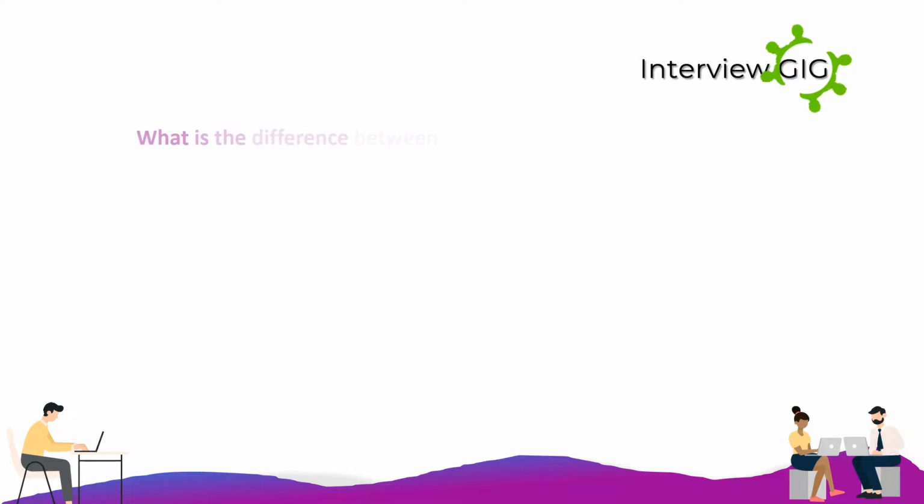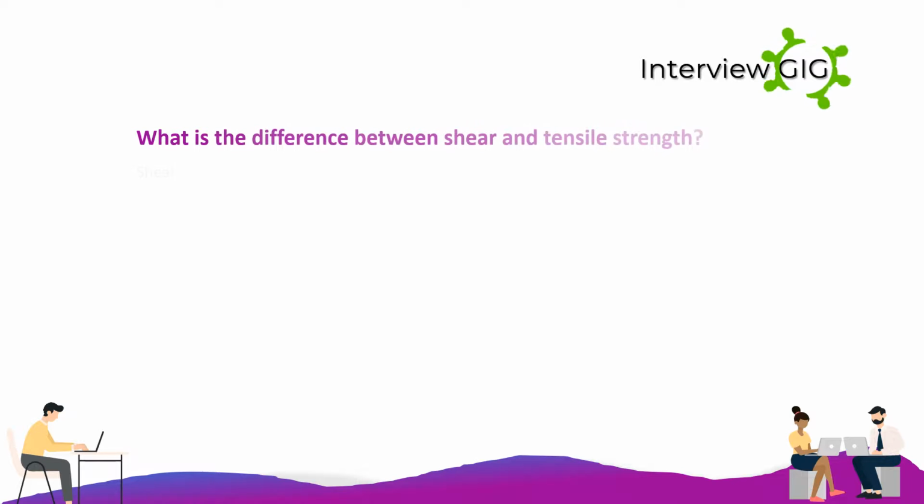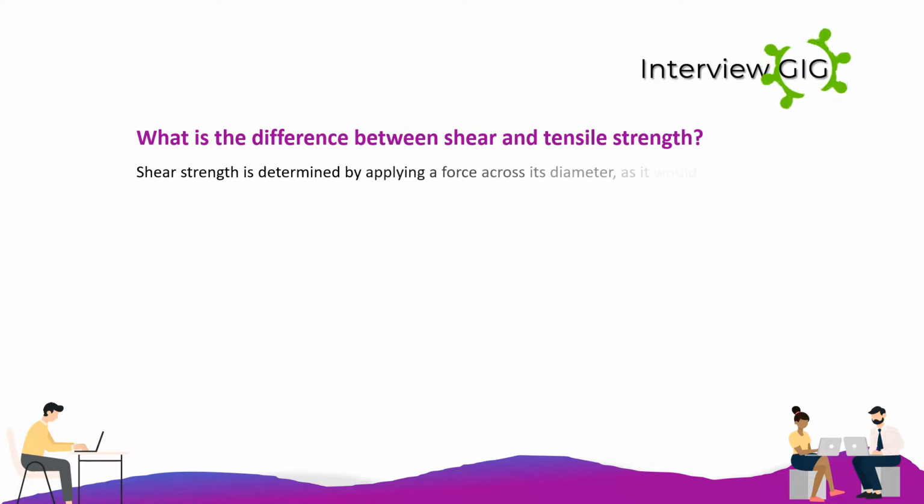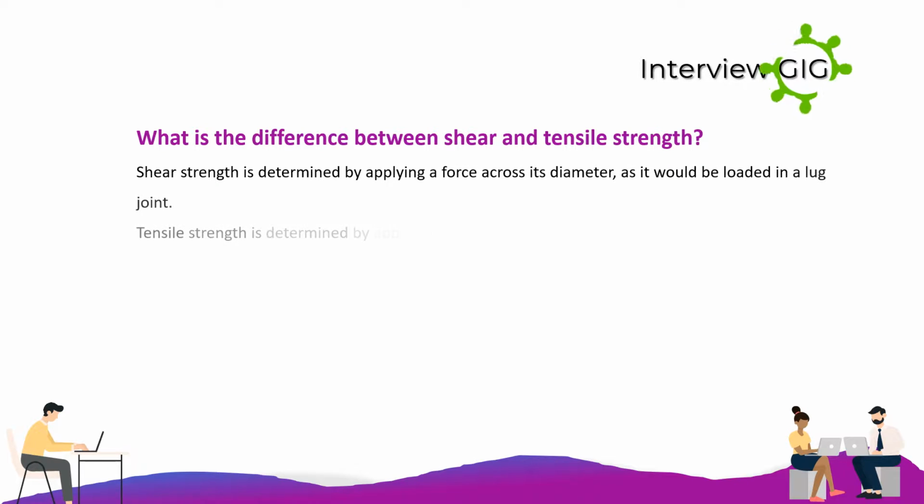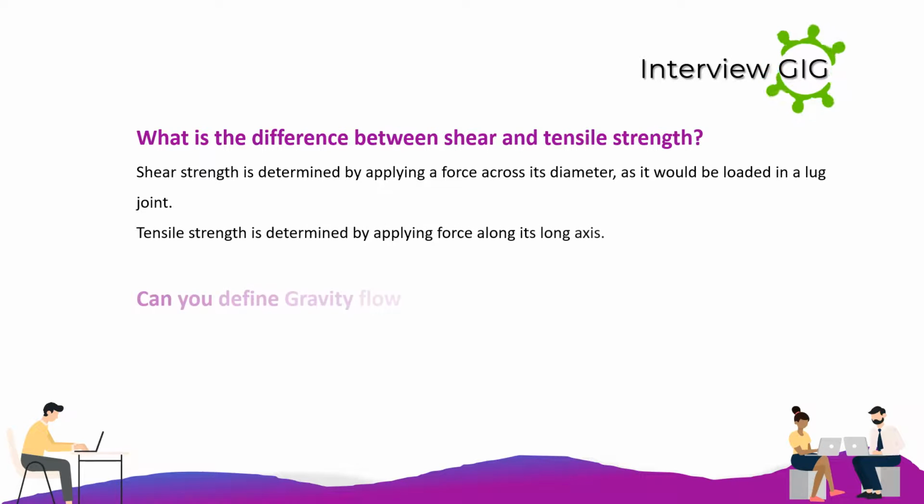What is the difference between shear and tensile strength? Shear strength is determined by applying a force across its diameter, as it would be loaded in a lug joint. Tensile strength is determined by applying force along its long axis.